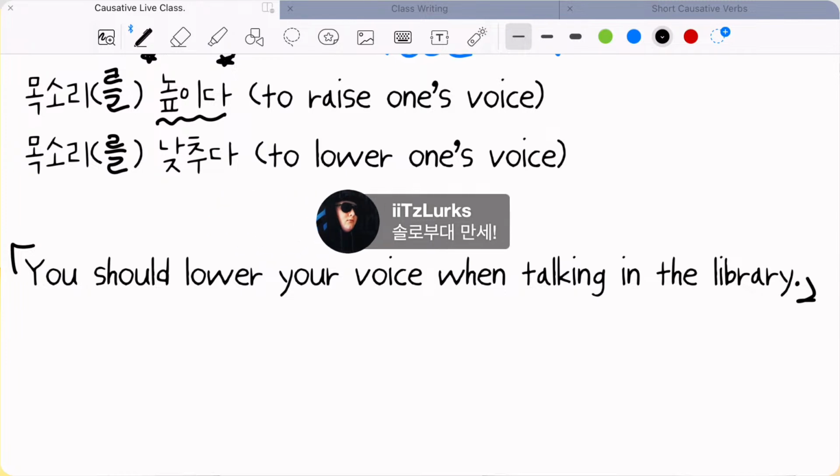솔로 부대 만세. 만세. I agree. 네. Shout out to It's Lurks님. 솔로 부대 만세.